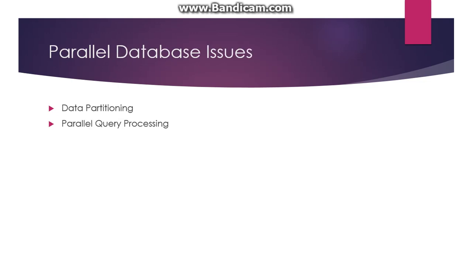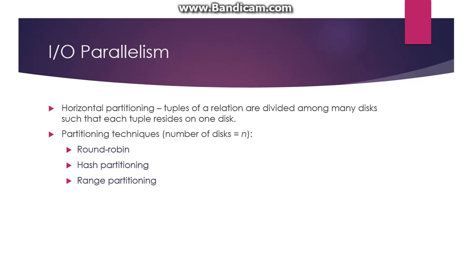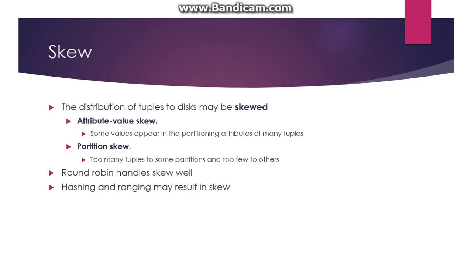Parallel database issues: data partitioning and parallel query processing. Parallelism, horizontal partitioning. Tuples of a relation are divided among many disks such that each tuple resides on one disk. Partition techniques: round robin, hash partition, range partition. Skew: the distribution of tuples to disks may be skewed.